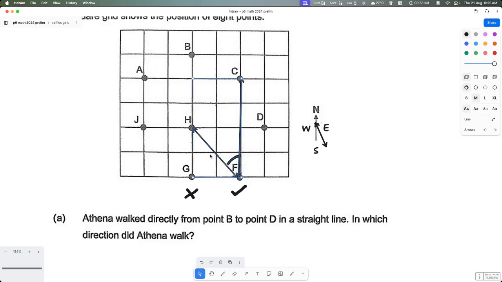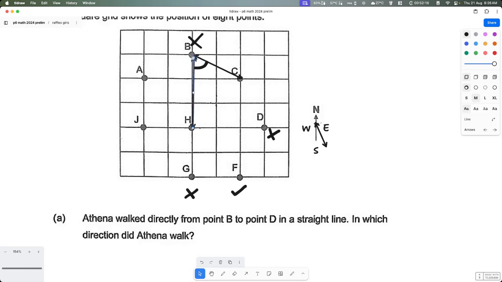Okay, let's move on to the next one. I'm just going to move the thing. Okay, D and F. This is not 45, so that means this is wrong. Next one, let's move to B. B is like this, and then H is like this. Is this 45? Nope. So B is not.